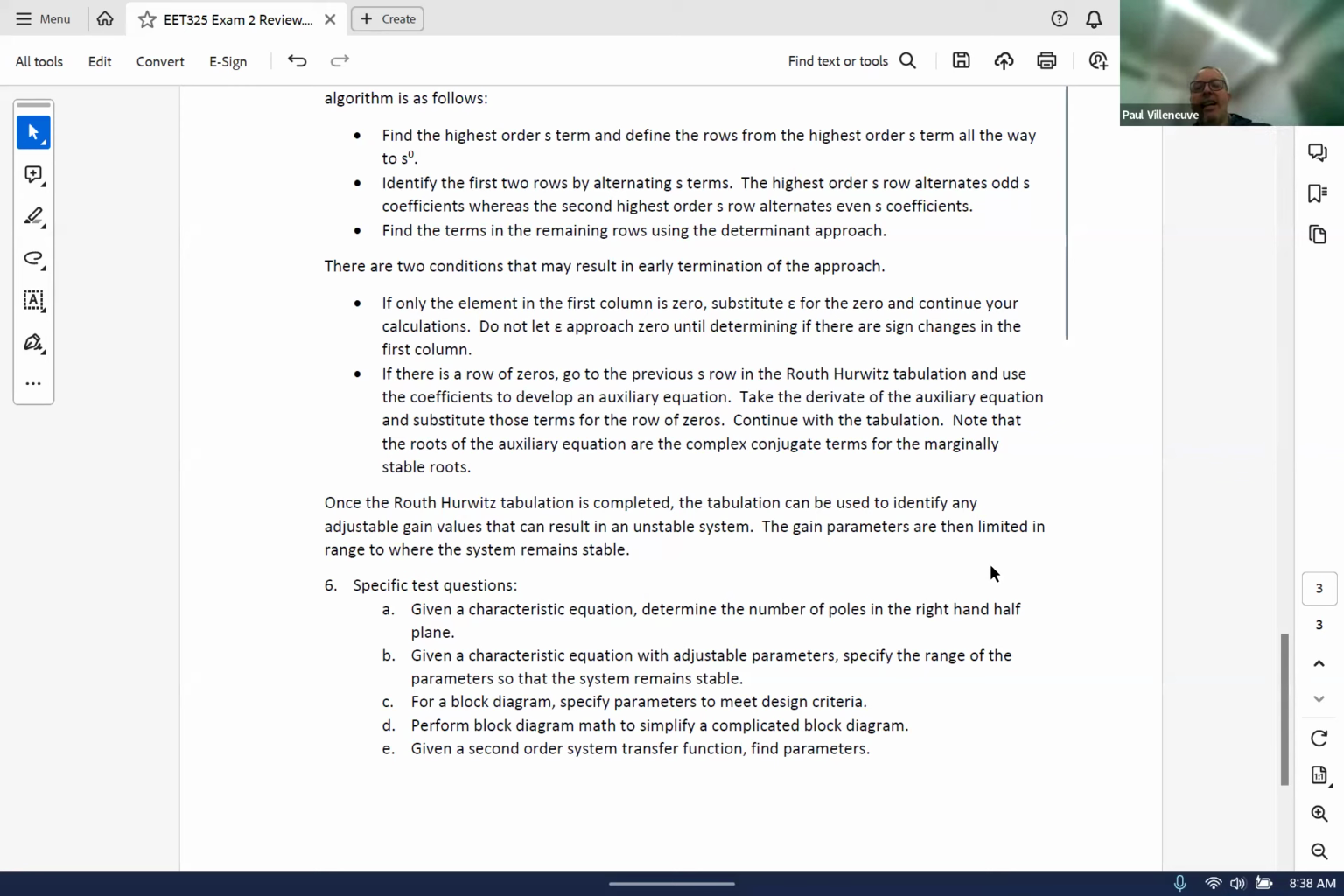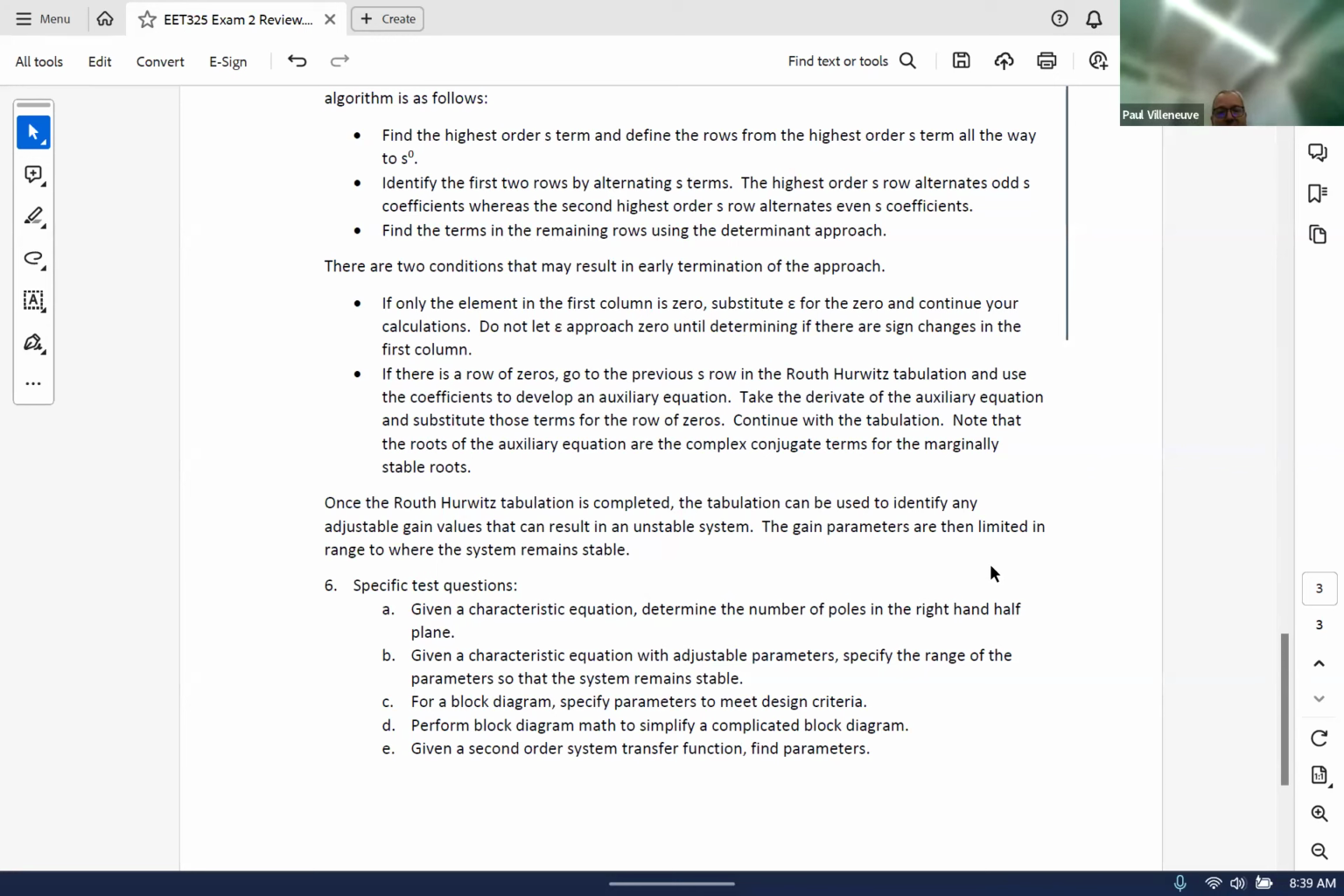So if I get a block diagram, you might need to specify some parameters. Could be first order system, it could be a second order system. And you're given a block diagram, so you might have to do some block diagram math to get the system in the form so you can do the characteristic equation, and then simplify a complicated block diagram. So that's definitely going to be some block diagram math.